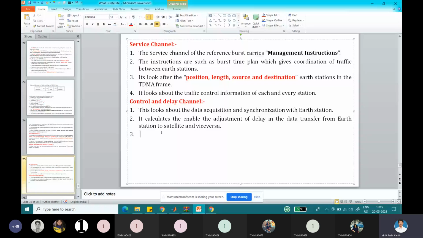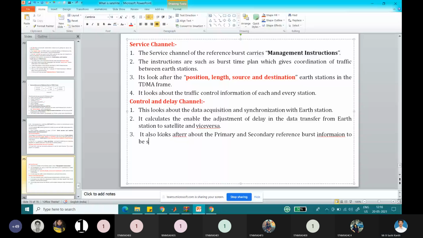It also looks after the primary and secondary reference burst information to be stored. Okay, so this is what it is looking after.